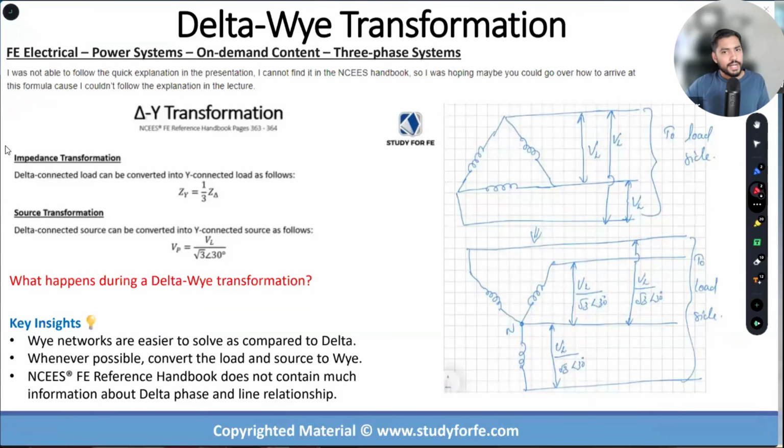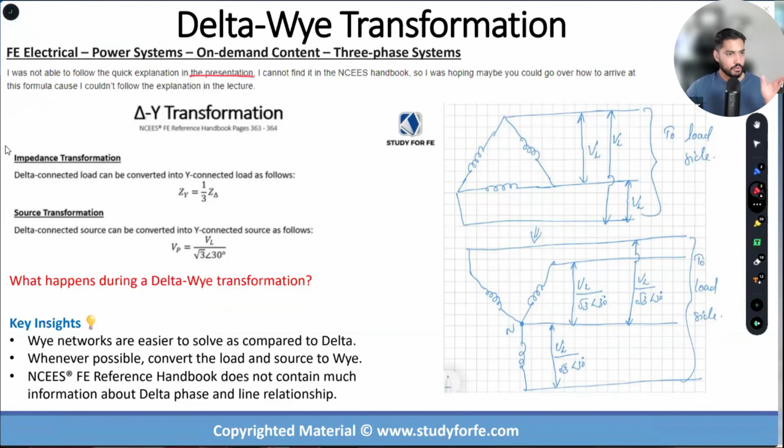Another question on delta Y transformation. I think this was a question, Kristen, that you were referring to. I was not able to follow the quick explanation in the presentation. I don't think it's really quick. It was actually quite detailed in my opinion, but at least in the live training portion.